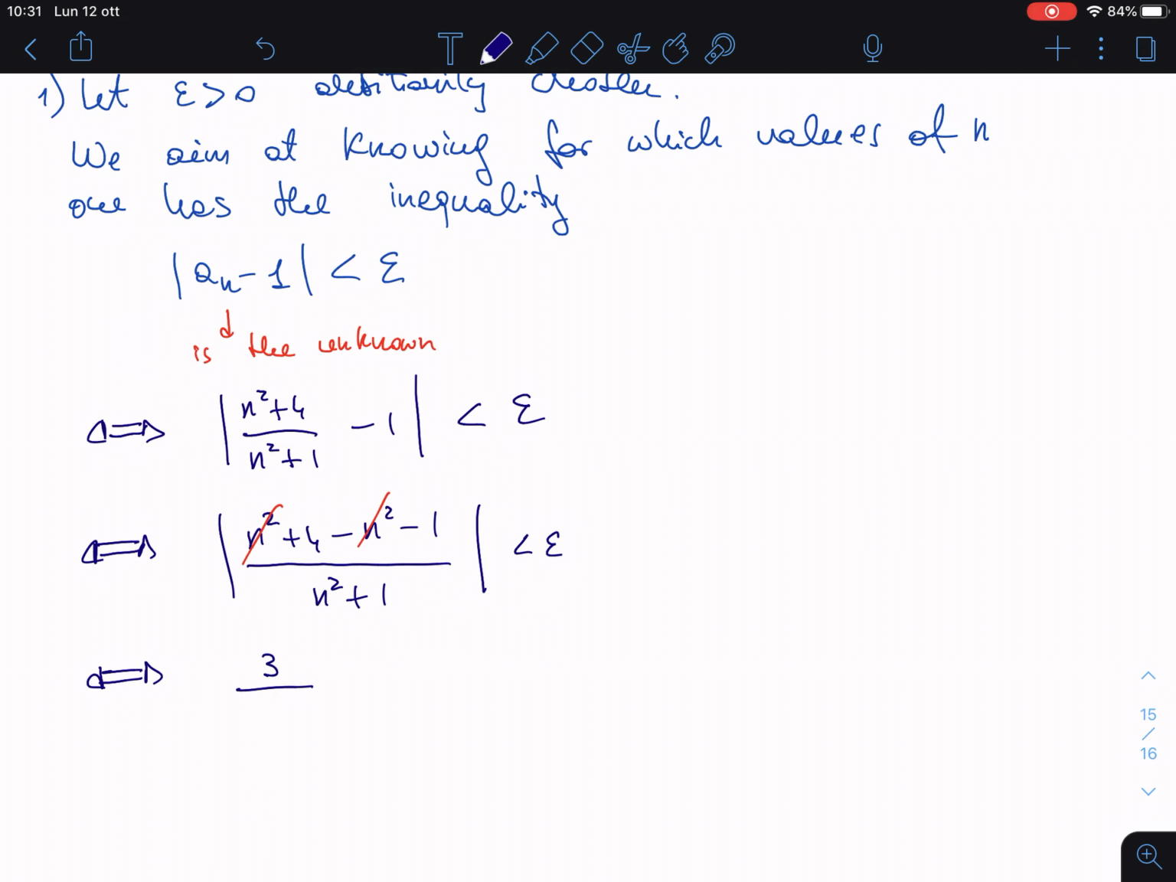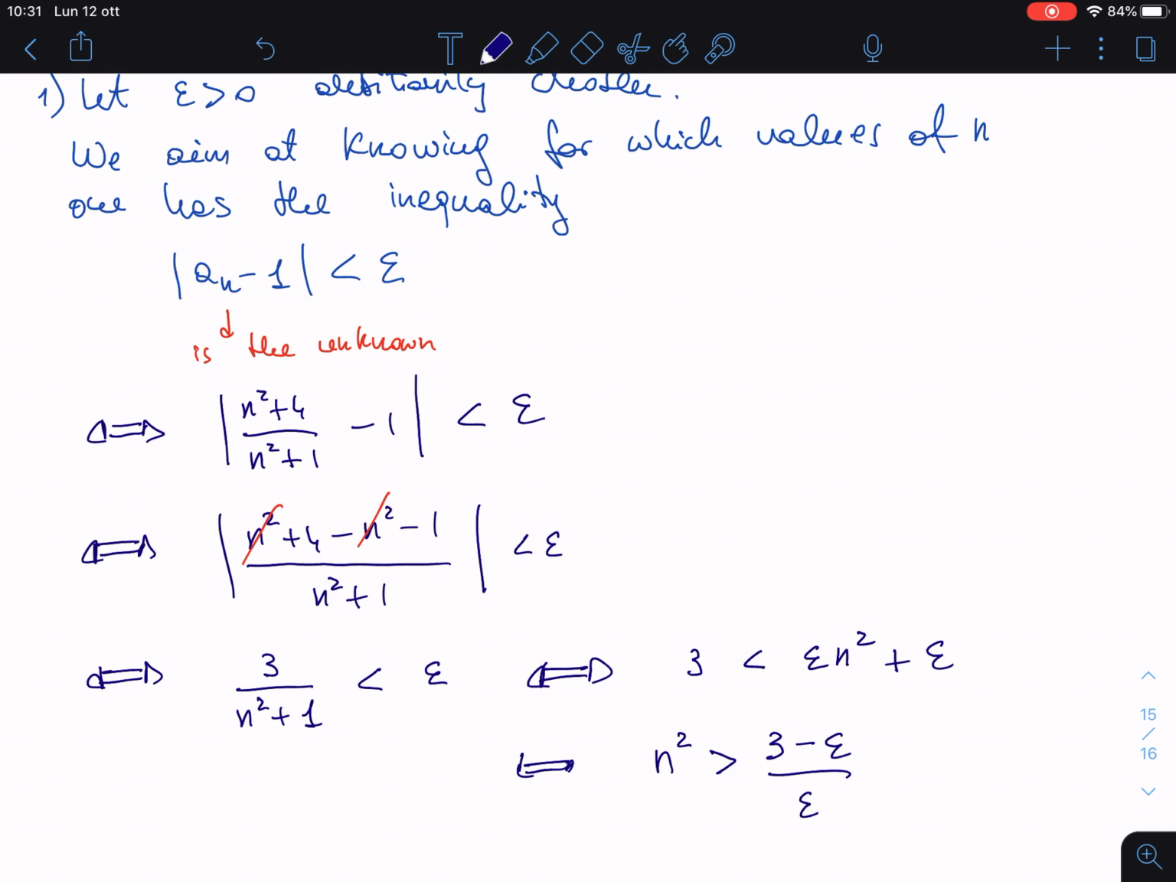divided by n squared plus 1 less than epsilon. So this is 3 less than epsilon n squared plus epsilon. So again, n squared must be larger than (3 minus epsilon) divided by epsilon. Okay? So here intuitively, the exercise is solved.